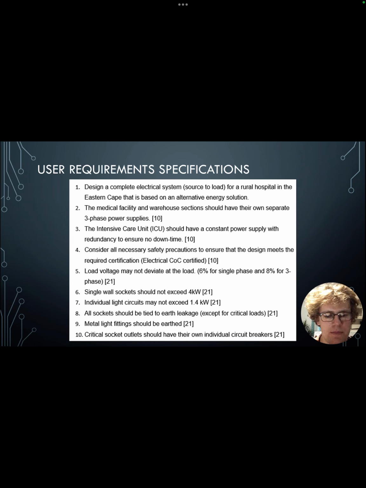All sockets should be tied to earth leakage except for critical loads. The same will apply to sockets: 3-core wiring, and also down through the DB board to earth. And critical socket outlets should have their own individual circuit breakers. So the ICU was prioritized in terms of having its own dedicated circuit breakers, and as I said, battery backup and redundancy with the generator also.